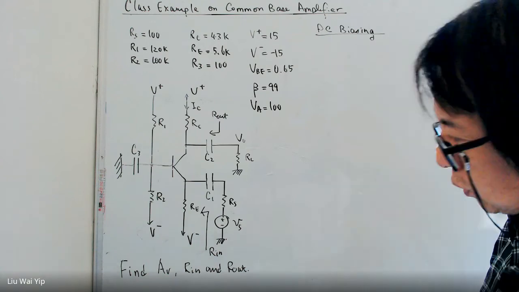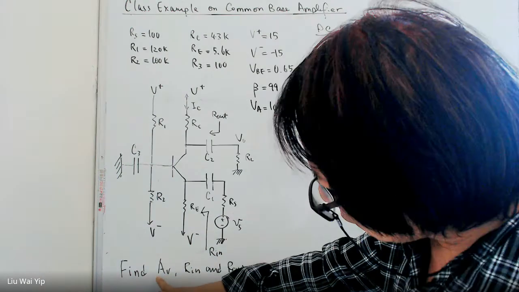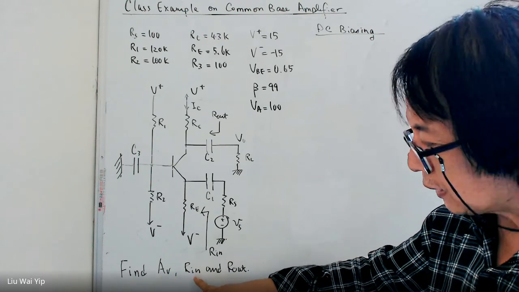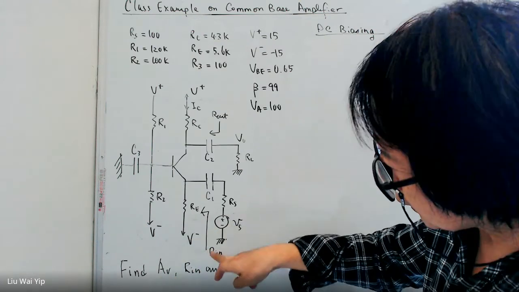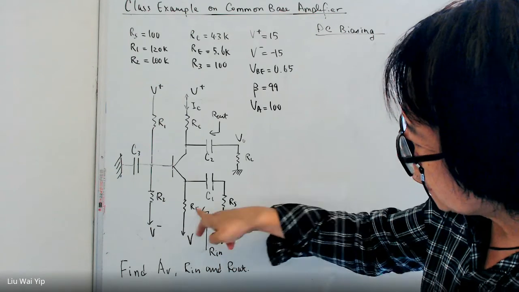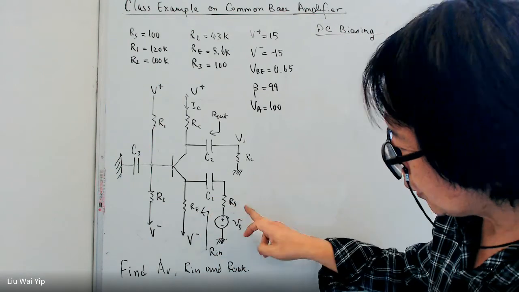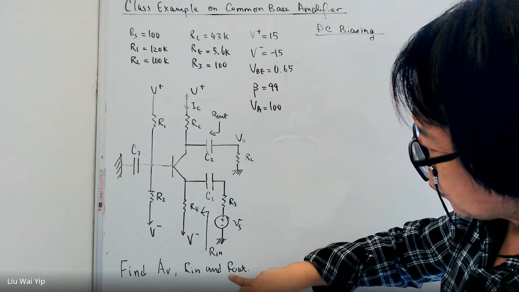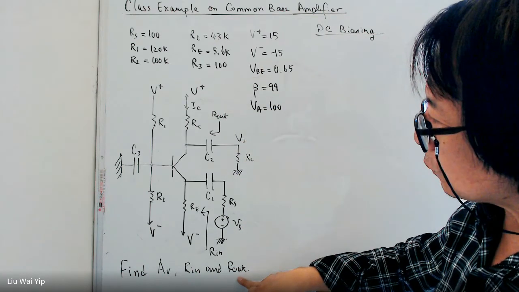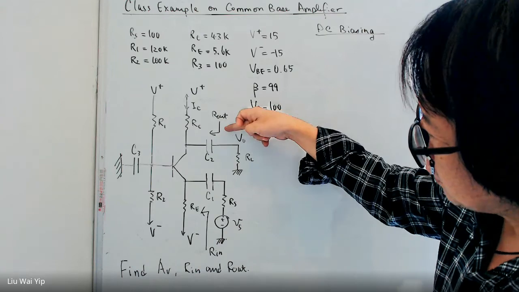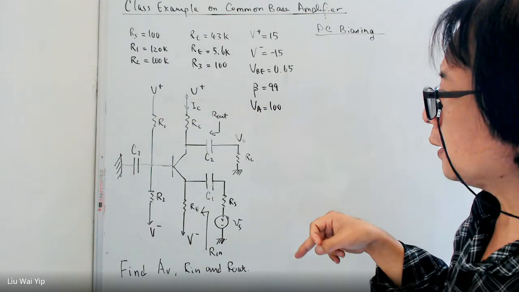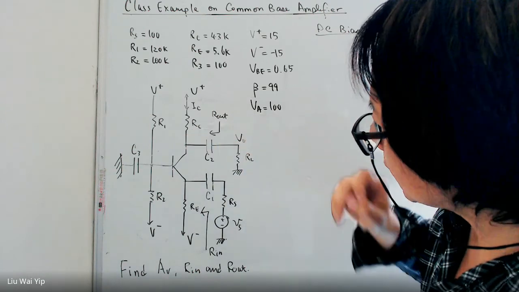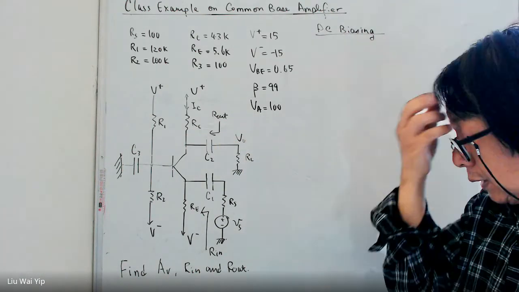And the question asks for voltage gain, input resistance, Rin, as indicated in here. Rin does not involve Rs, and the output resistance, which is found by looking into here, doesn't count RL. So it is important to know.